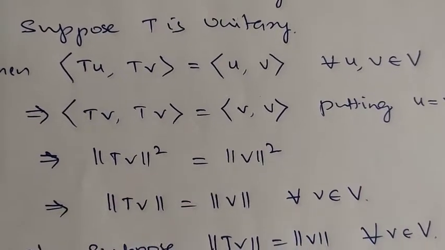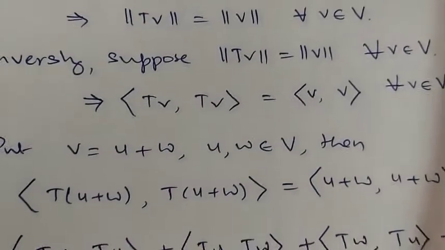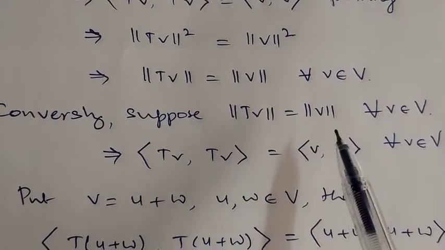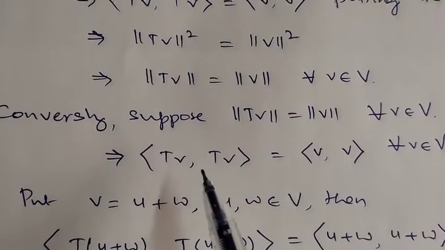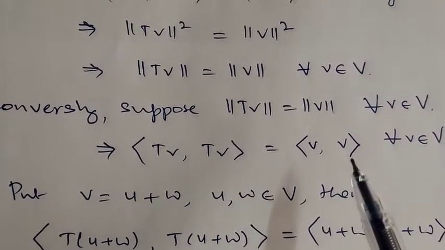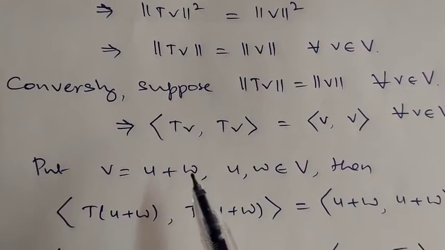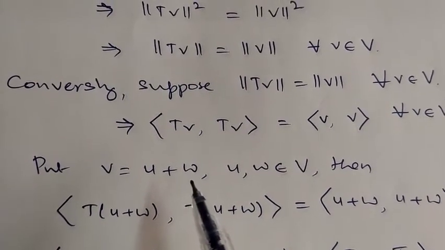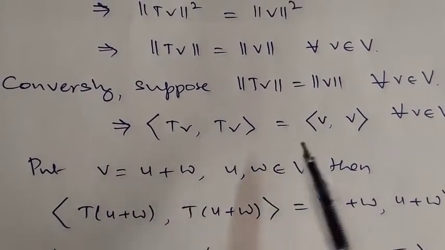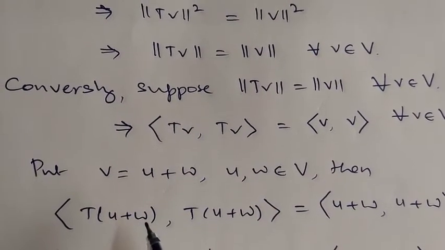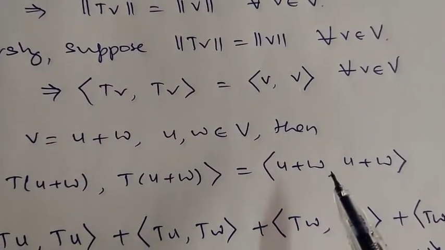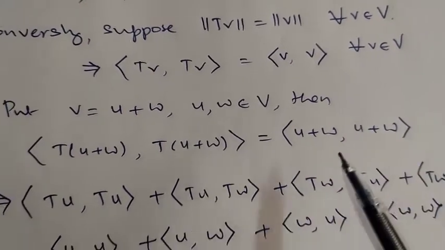Okay. Conversely, take the norm of T of v equal to the norm of v for every v belonging to V. This implies by definition the inner product of T of v comma T of v is equal to the inner product of v comma v. I will take again in the previous result v equal to u plus w, where u and w are elements of V. Then the above expression gives the inner product of T of u plus w comma T of u plus w is equal to the inner product of u plus w comma u plus w. You expand the inner product.